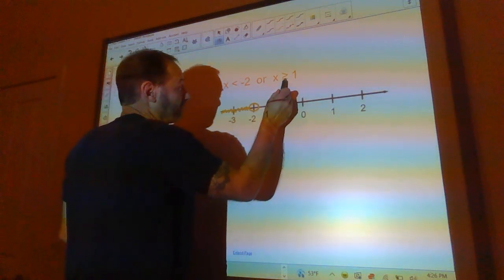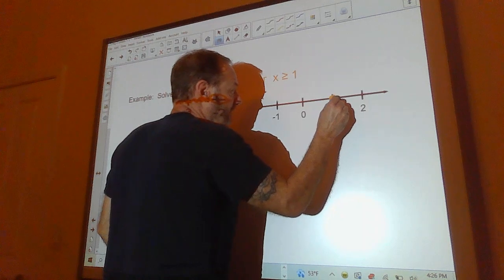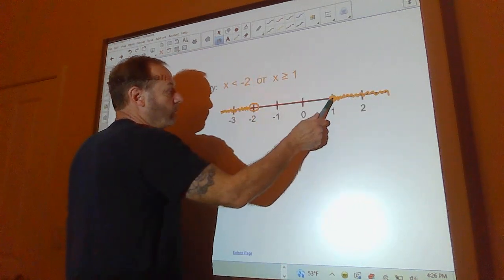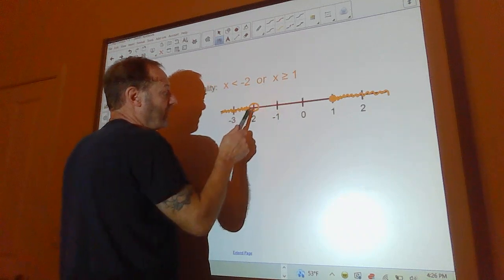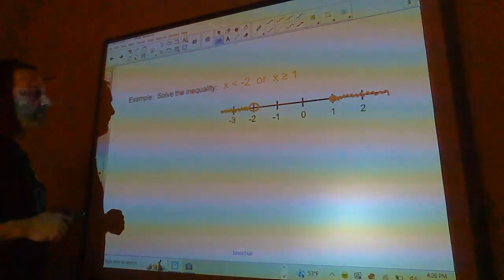Now, this is tricky. This one's greater than or equal to 1. I have to have a closed dot on this side and shade the bigger side. So remember, 1 is a solution to this. -2 is not. Okay? So it's just like that.